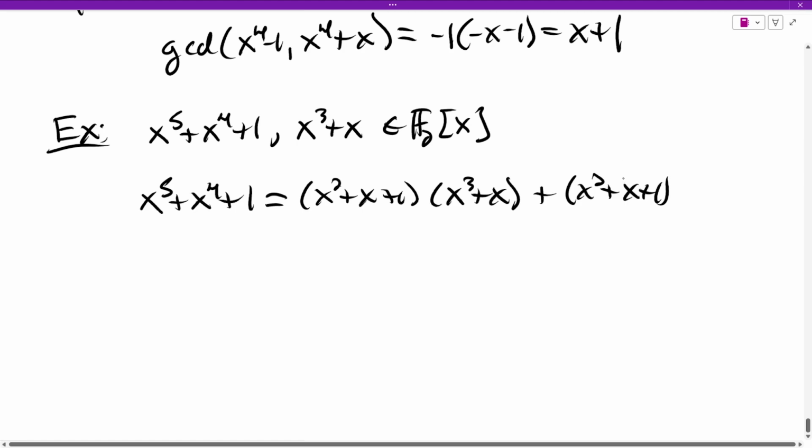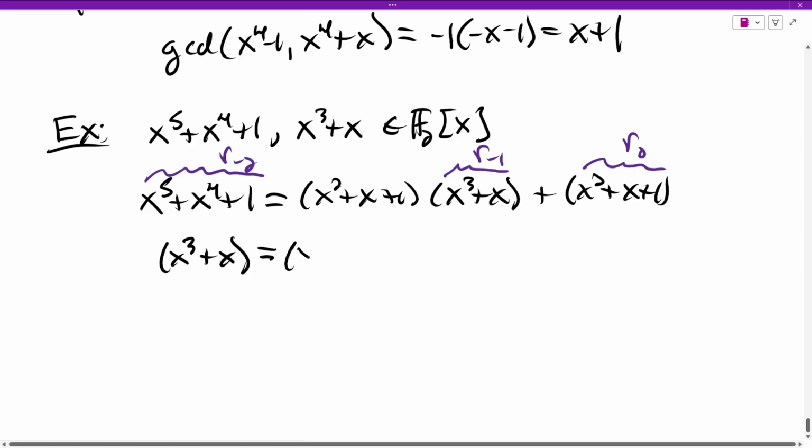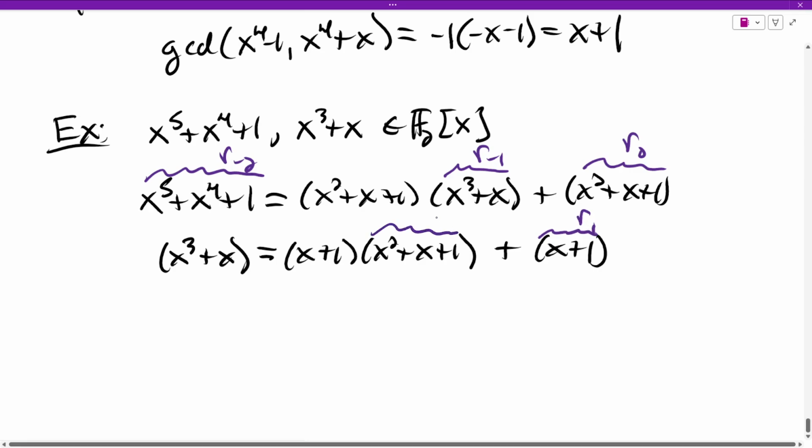So here is our r0, our first remainder. Here's our r negative 1, and here's our r negative 2. And now we divide r0 into r negative 1. And when we do that, what we're going to get is x plus 1 times r0 plus x plus 1 is r negative 1. So here's our r1, here's our r0, and here's our r negative 1.